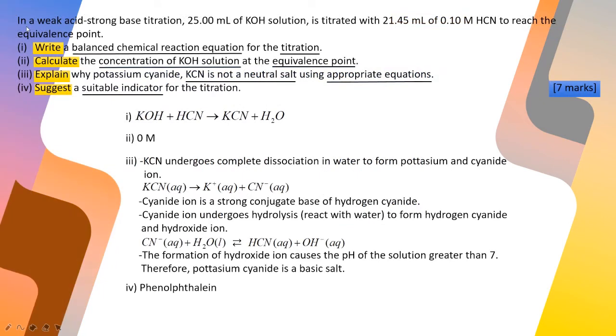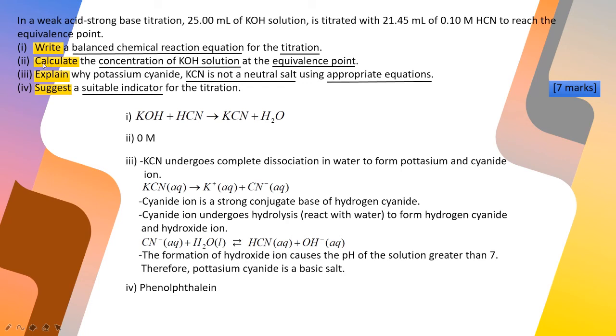Okay, the third question is: in a weak acid strong base titration, 25 ml of KOH solution is titrated with 21.45 ml of 0.10 M HCN to reach the equivalence point. This is the statement given. The first question is: write a balanced chemical reaction equation for the titration. So the key point is write a balanced chemical reaction equation for the titration. The equation will be KOH plus HCN changing to KCN plus H2O.